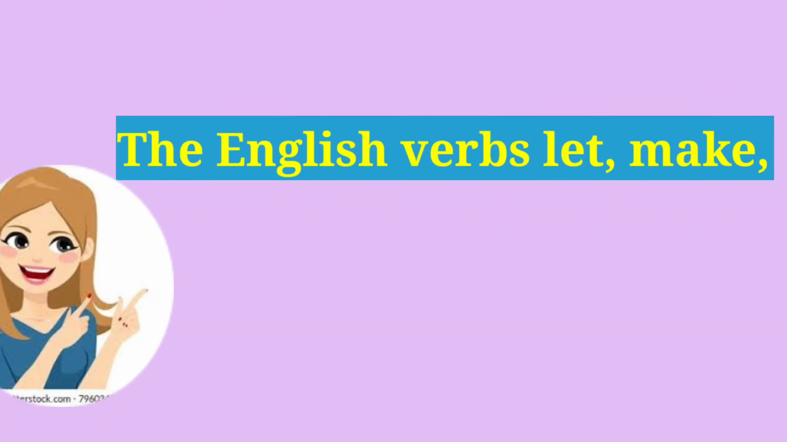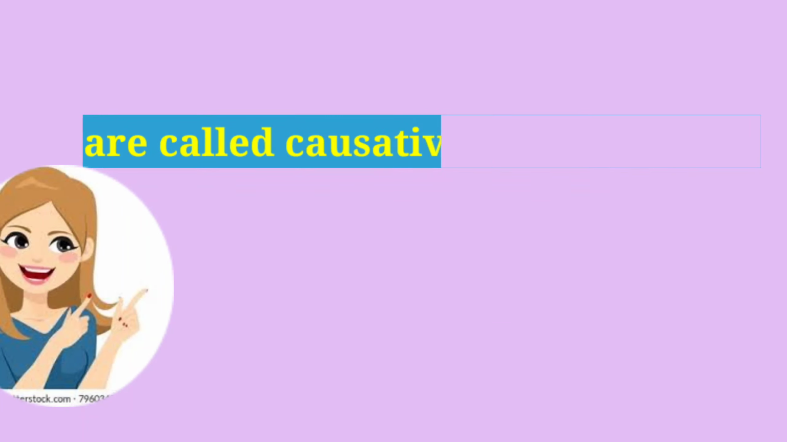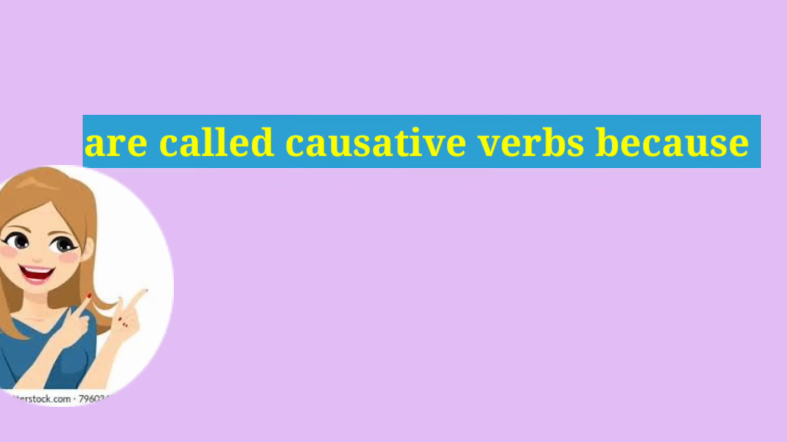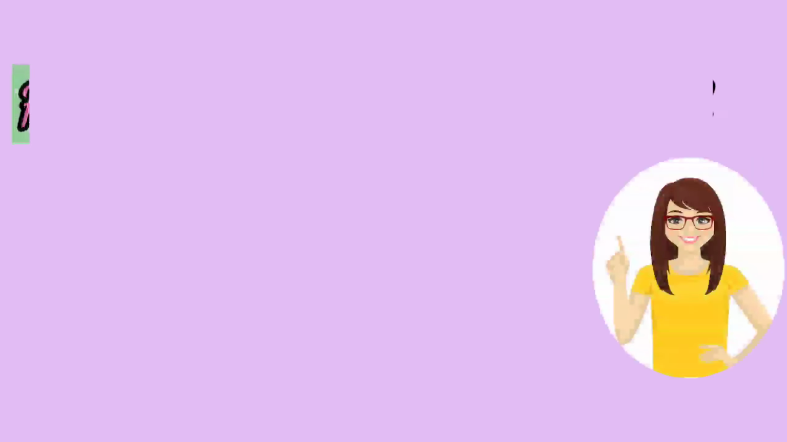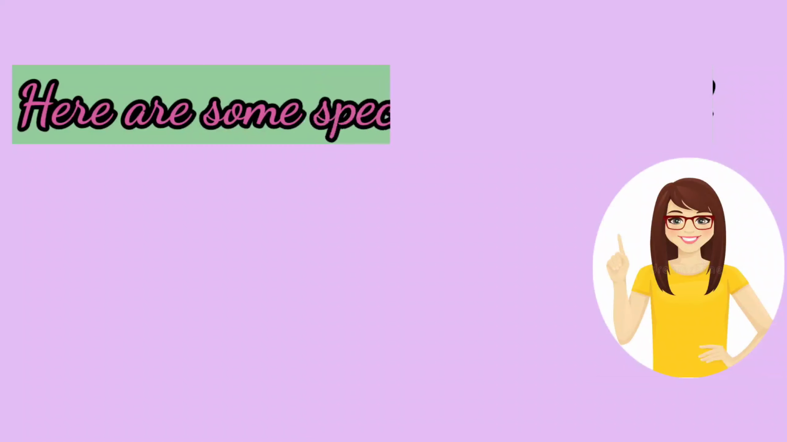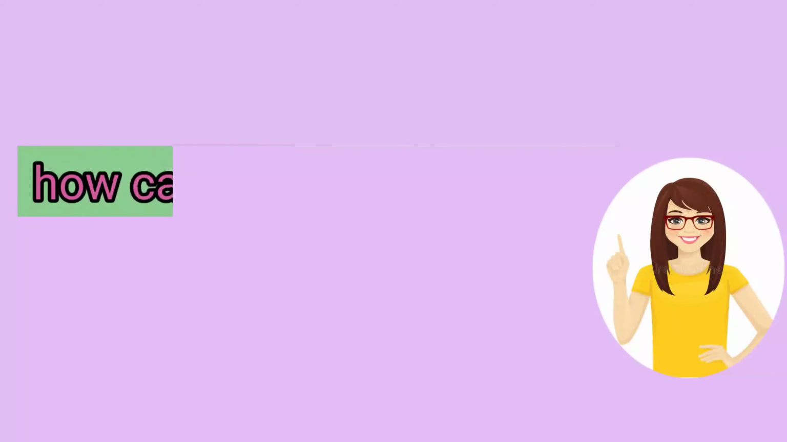English verbs let, make, have, get, and help are called causative verbs. Why are they called causative verbs? Because they cause something else to happen. So, dear student, here are some specific examples of causative verbs and how causative verbs work.